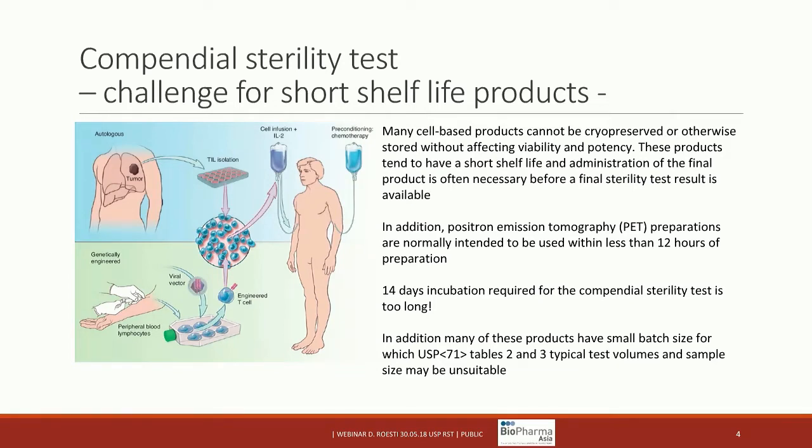Obviously, you provide the product to the patient before the sterility test result is there. There is an additional point that can be made for these special preparations: the batch volume is extremely small, it can be less than 1 liter. So the sample volume which is required in the sterility test chapter is not adequate, because it requires too much of a sample volume.